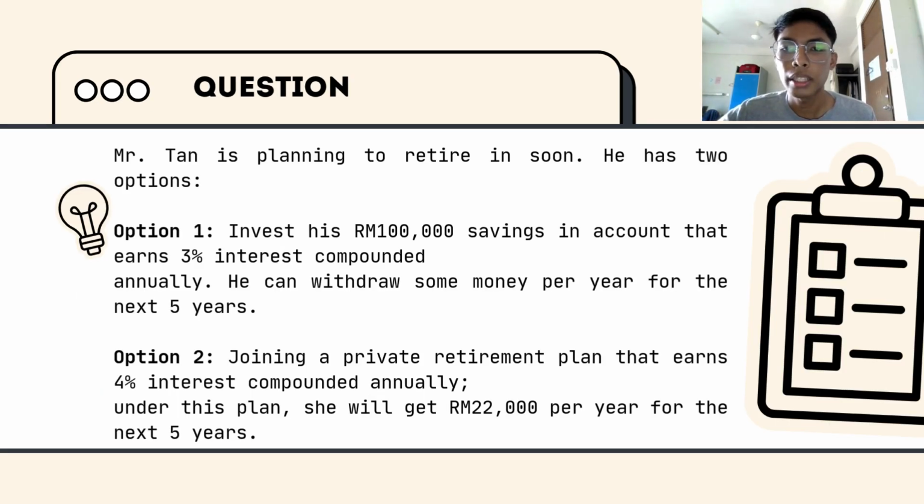Mr. Tan is planning to retire soon. He has two options. Option 1, invest his 100,000 savings in an account that earns 3% interest compounded annually. He can withdraw some money per year for the next 5 years. Option 2, join a private retirement plan that earns 4% interest compounded annually. Under this plan, he will get 22,000 per year for the next 5 years.